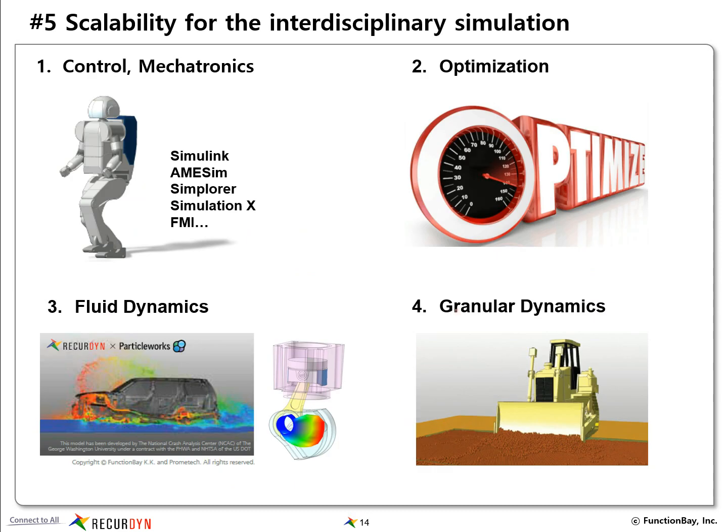Fifth, scalability for the interdisciplinary simulation. RecurDyn supports various interdisciplinary simulations such as mechatronics, optimization, fluid, and granular dynamics. For example, control analysis using co-simulation with Simulink, AMESim, SimPlotter, SimulationX, and FMI can be used. Optimization using RecurDyn Auto Design is available. CFD or granular dynamics using co-simulation with ParticleWorks or EDEM are supported.